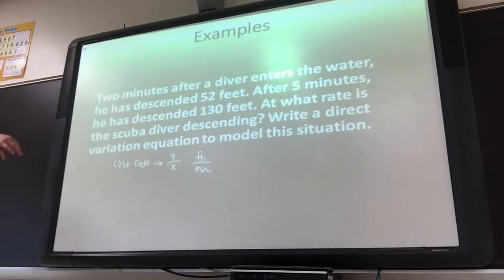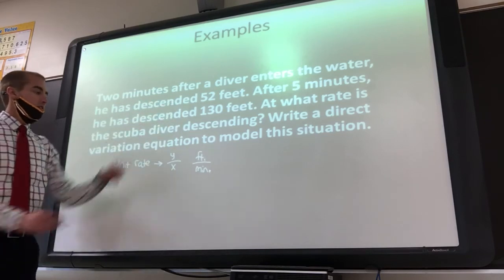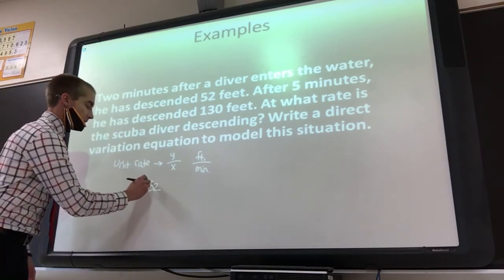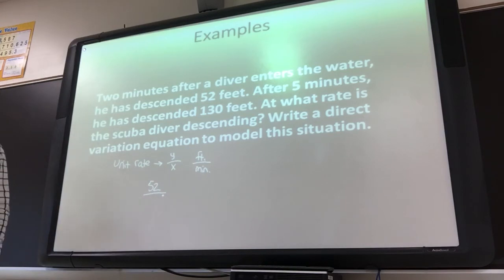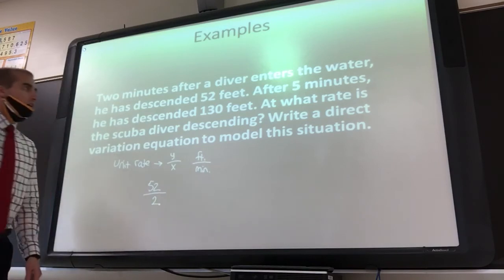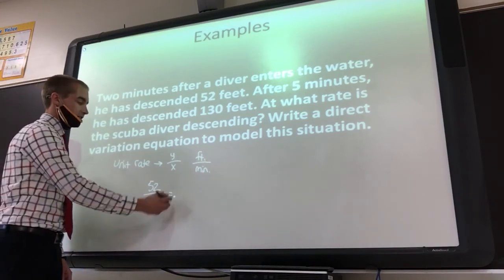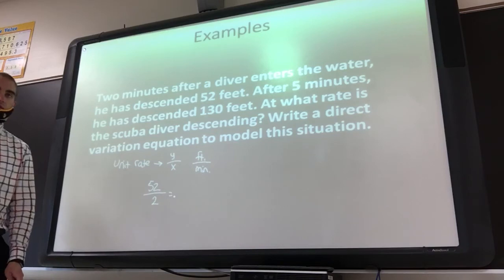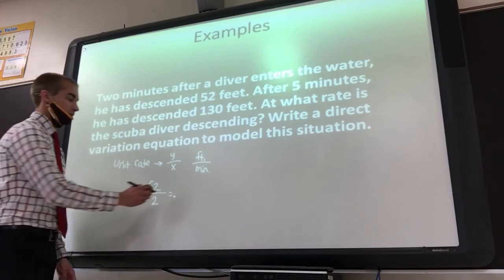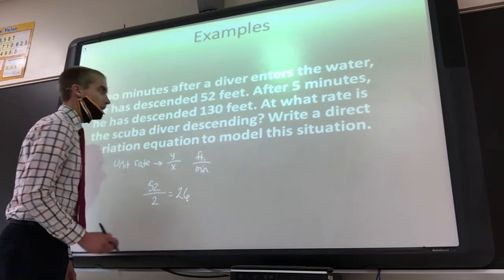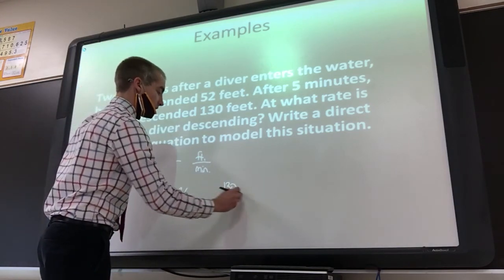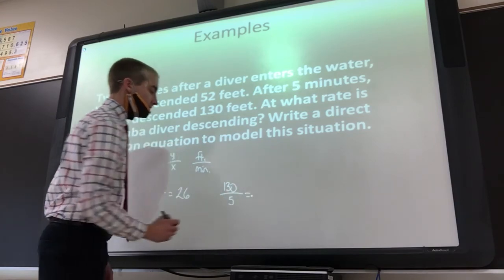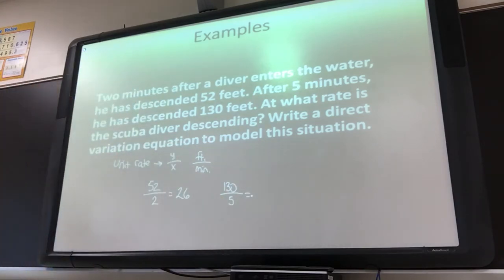Okay, so we've got 52 feet in how many minutes? 52 feet in 2 minutes, right? 2 minutes after he descended. So we'll simplify that. 52 divided by 2 would be 26. Okay, and then 130 feet in 5 minutes. Divide that real quick and tell me what you get.